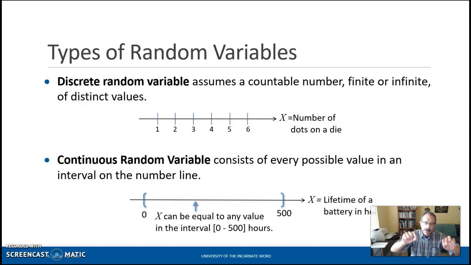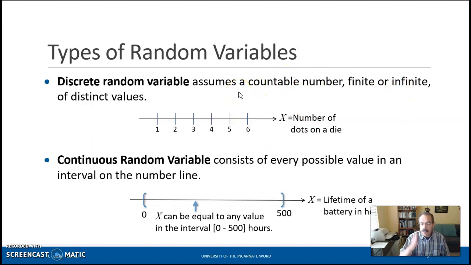Well, now we're going to call those discrete random variables and continuous random variables. So now we're talking about numerical variables, and they can be classified as discrete random variables or continuous random variables. A discrete random variable will assume a countable number, finite or infinite, of distinct values.